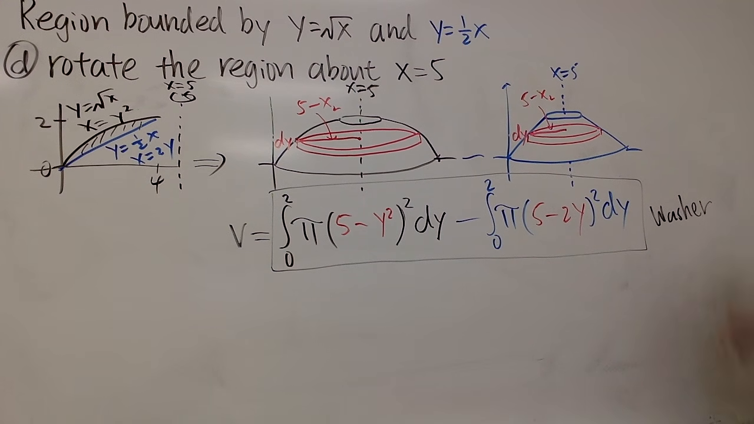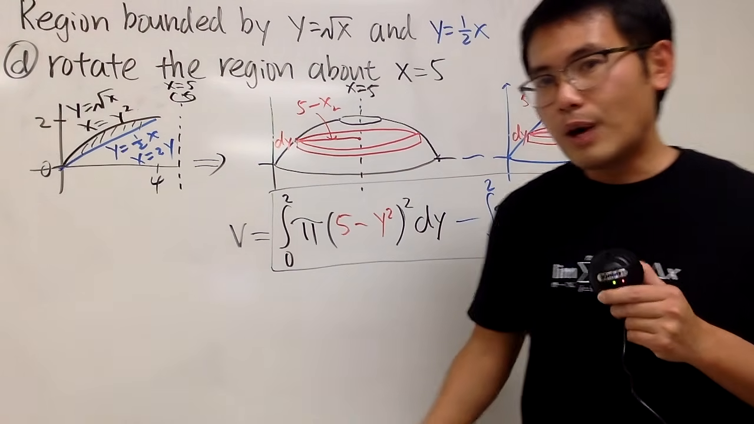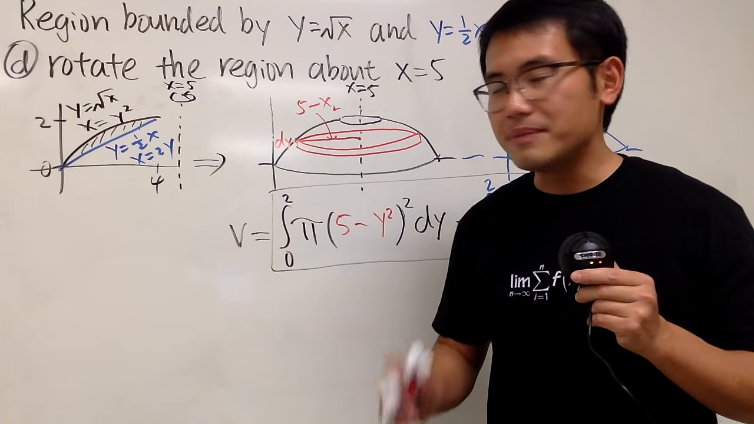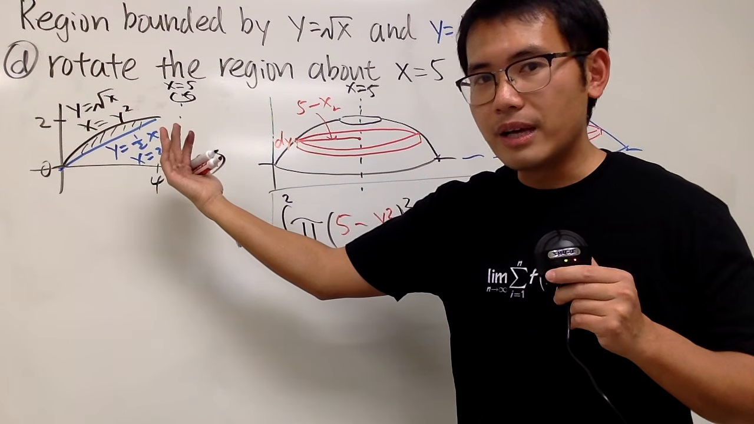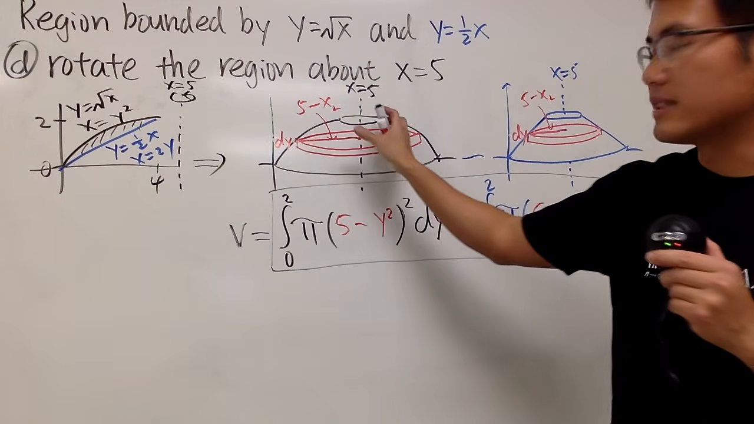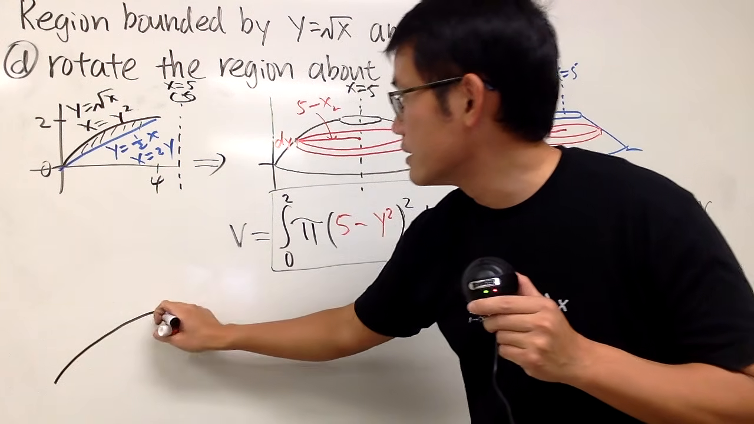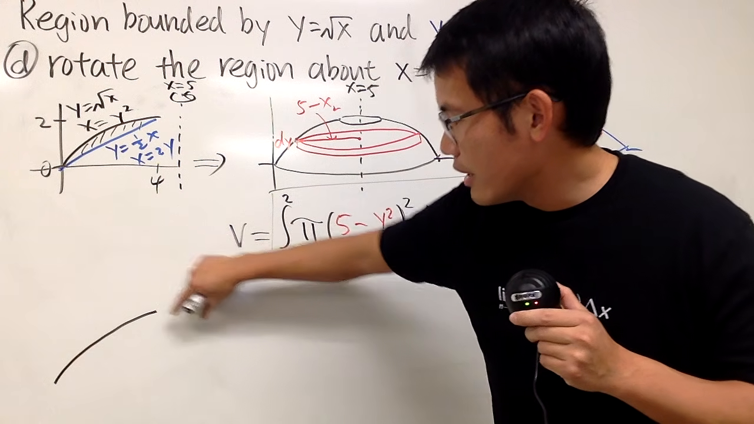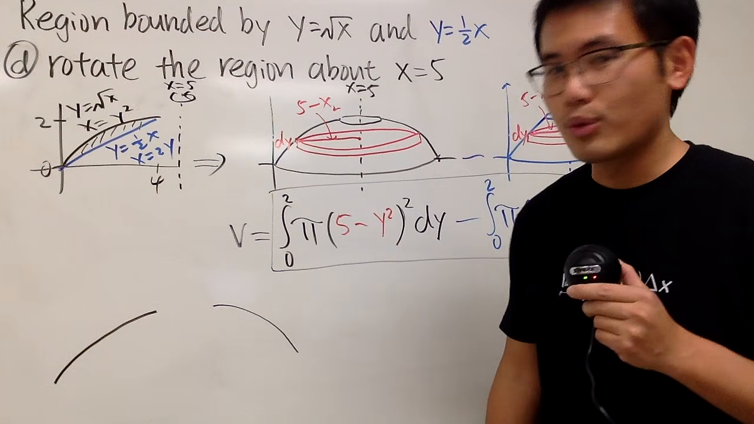The reason this is called the washer is that we have something missing in the middle. Now, I will show you guys the shell method. It still works out pretty nicely. So have a look. If I rotate this about x equals 5, it's pretty much you put this inside of that. So I'll try my best to give you a good picture. Here is the square root of x, and then we have a gap, and then mirror image the gap, and then you mirror image the square root.